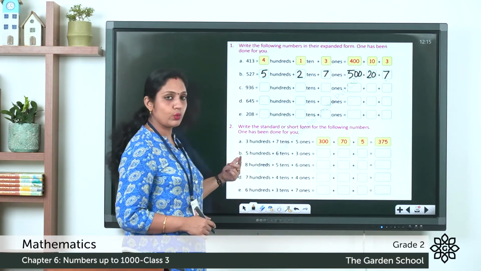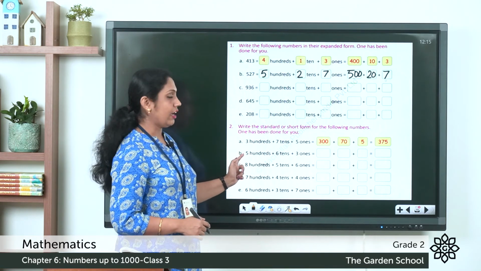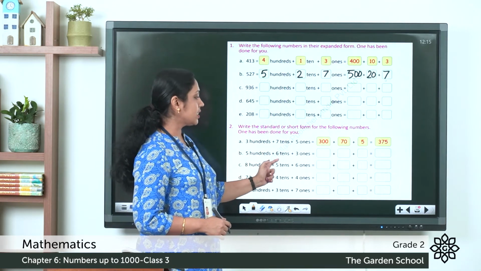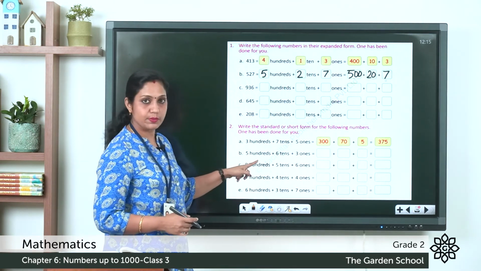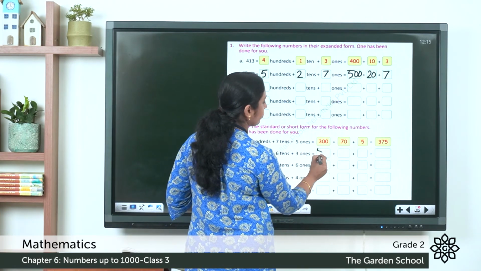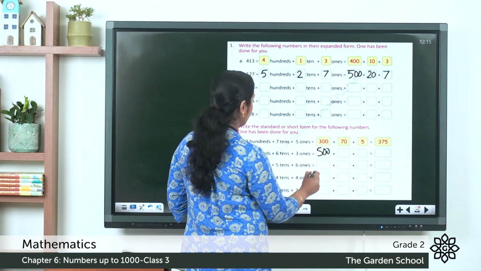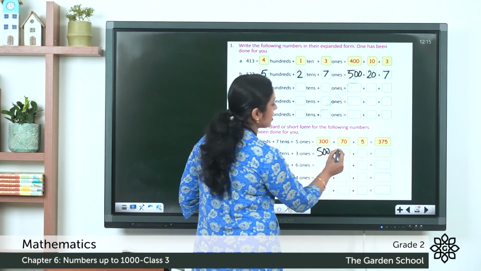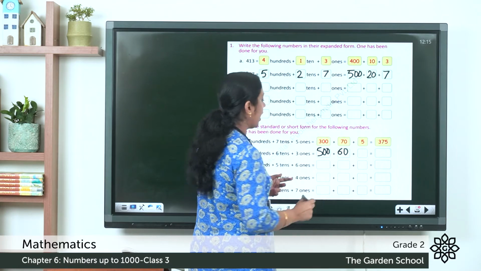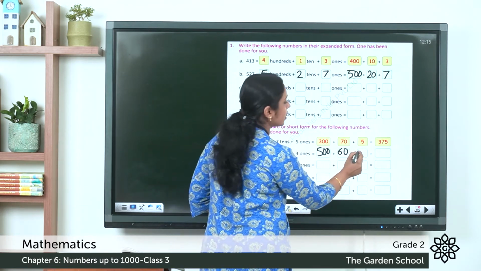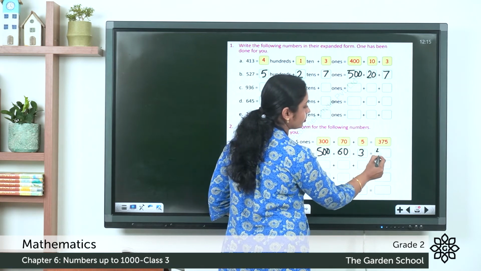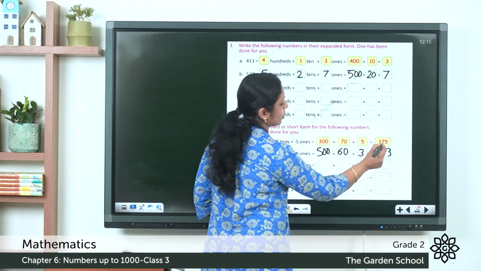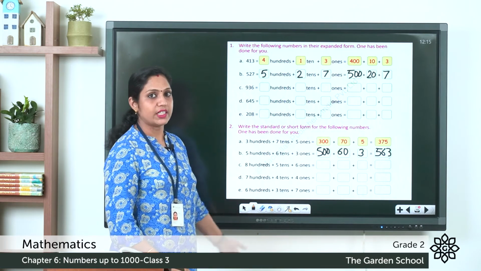Now let's check the second one. B, we have 5 hundreds plus 6 tens plus 3 ones. So how can we write it? 5 hundreds becomes 500. 6 tens becomes 60 and 3 ones becomes 3. So the number is 563. Similarly, you can complete the rest of the exercises.